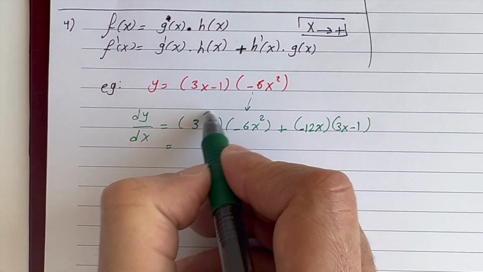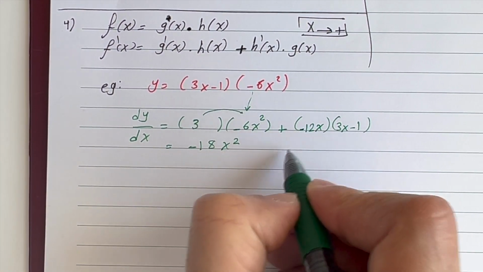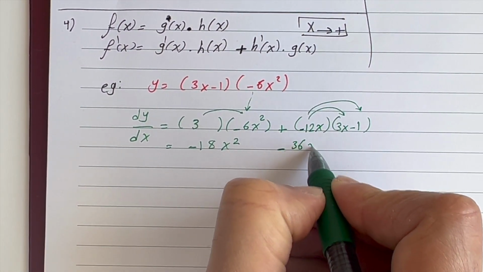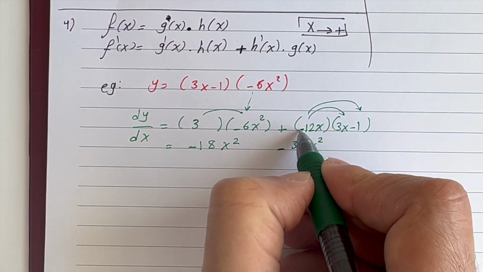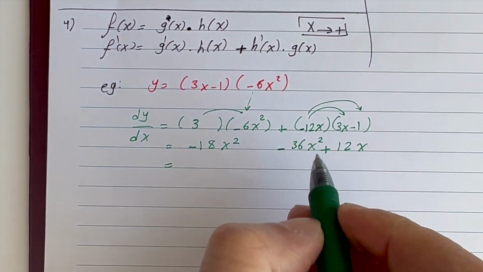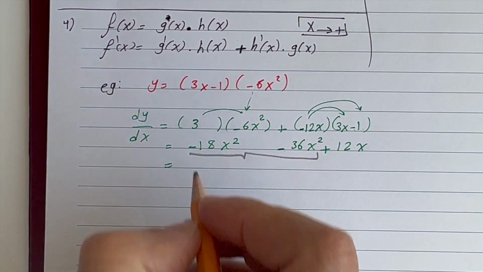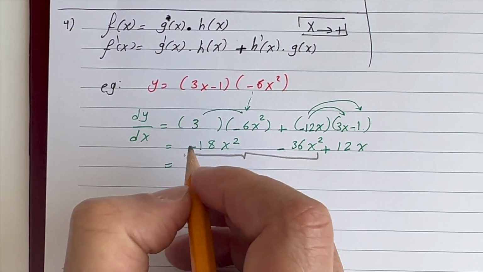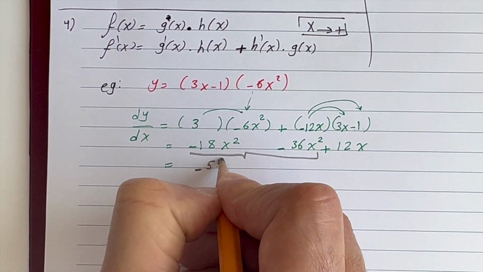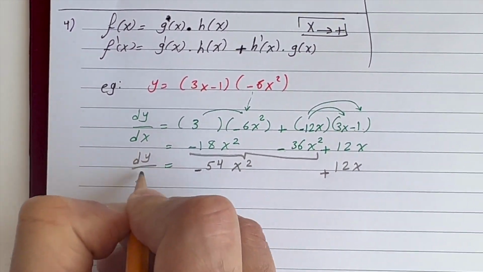Now we have to do the distributive property, -18x squared. Now here, plus times minus is minus, negative. We do the distributive property, -12x times 3x, -36x to the power 2, because we add the powers here. Now -12x times -1, positive 12x. Again equals, now we combine like terms. As you see, we have two terms, they are similar. -18x squared minus 36x to the power 2, -18 minus 36, the answer is -54x to the power 2 plus 12x. So this is dy over dx.